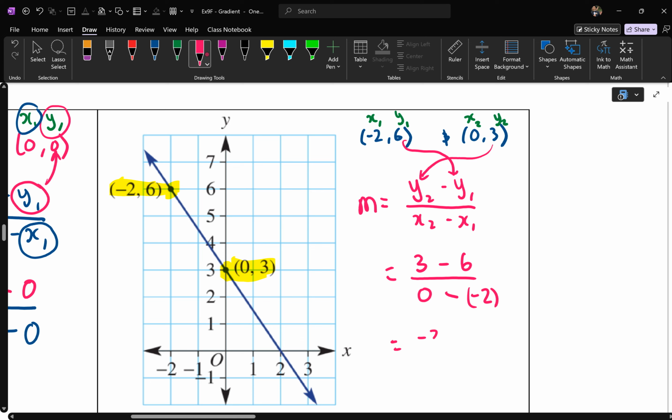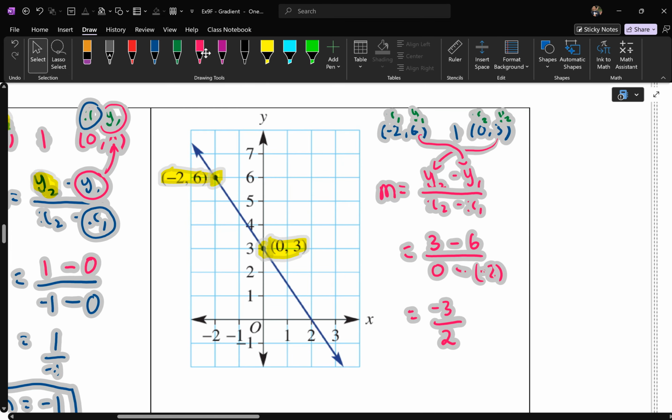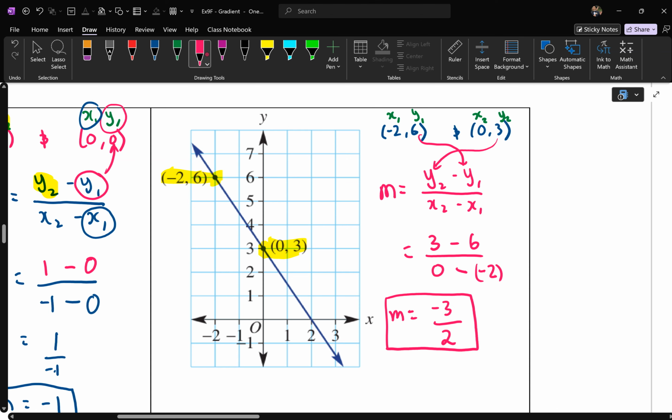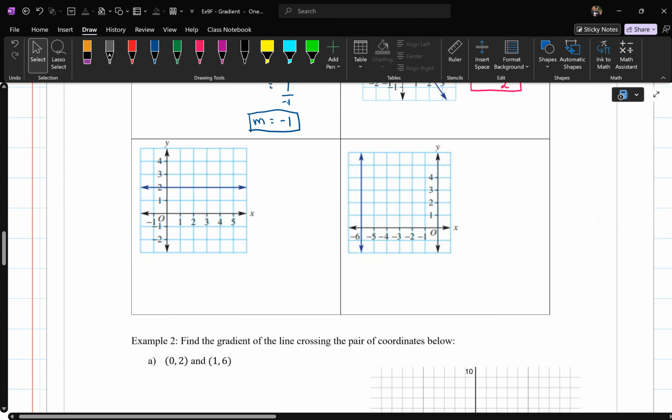3 take away 6 is negative 3. And 0 take away a negative 2. Double negatives is positive, so then you end up with positive 2. So the gradient is negative 3 on 2. Okay, and that way, if you follow this practice, you can then get through all of them.